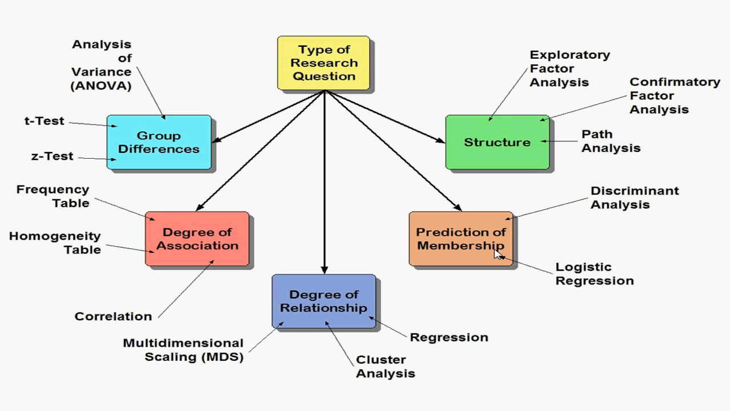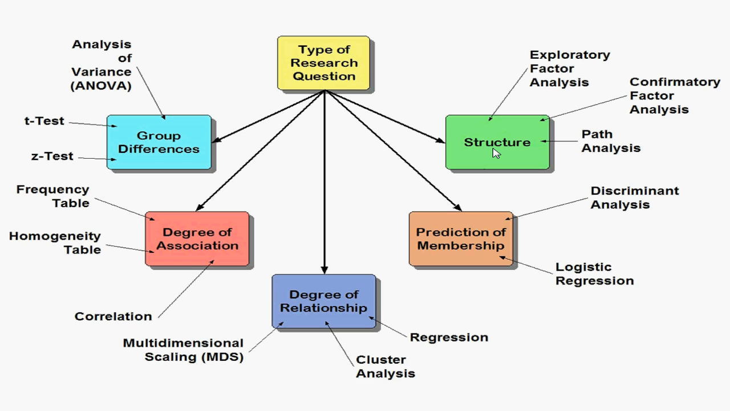If we want to see if a particular variable can be predicted into different categories, then logistic regression or discriminant analysis become the tools of choice. And both of those are what we call multivariate type tests. In other words, there are many variables.